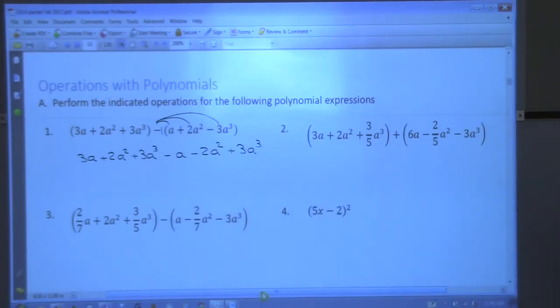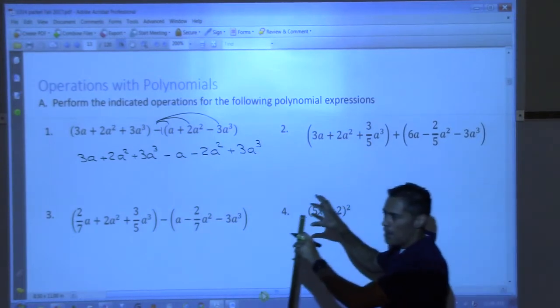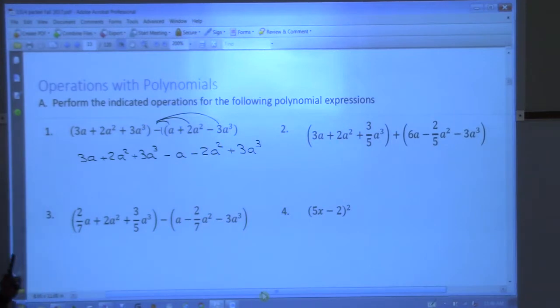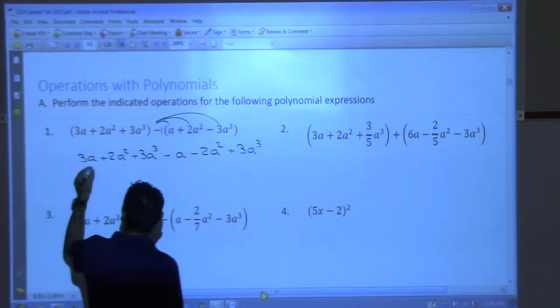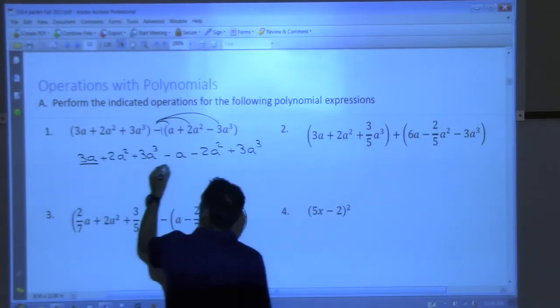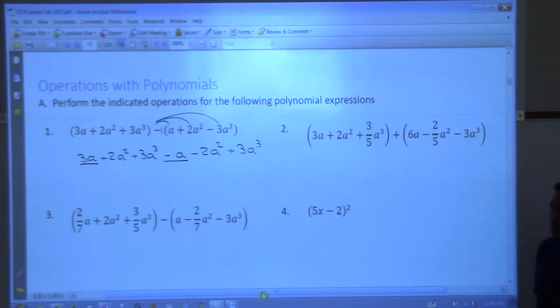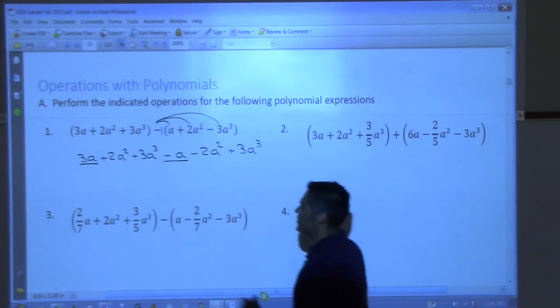Okay, now we have no parentheses, so everything kind of lives in the same universe now. They're not separated or clumped together. And now what I can do is I can start combining any like terms together. So let me start underlining some like terms. This one right here, that's a like term to that one, right? So I can combine those. I take 3a and I subtract an a and I get 2a.